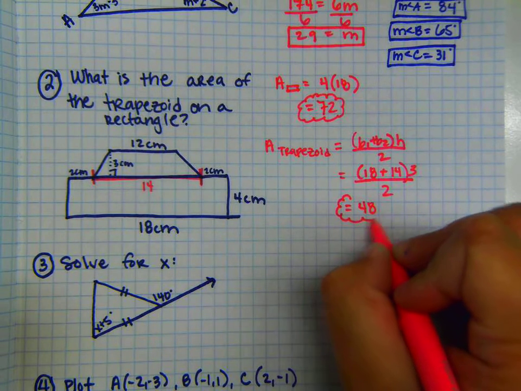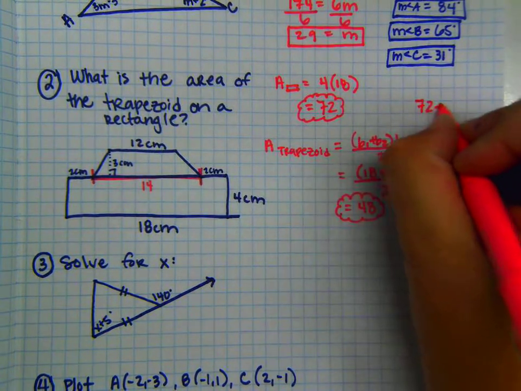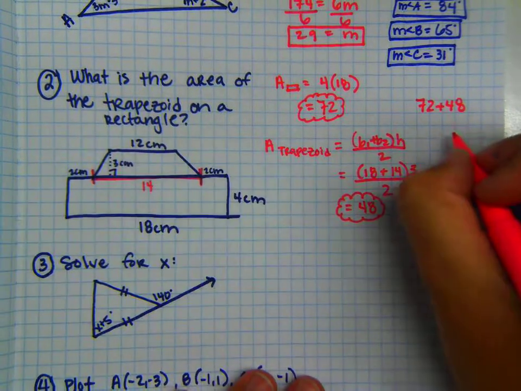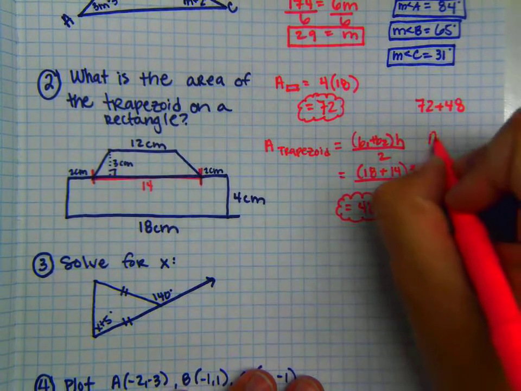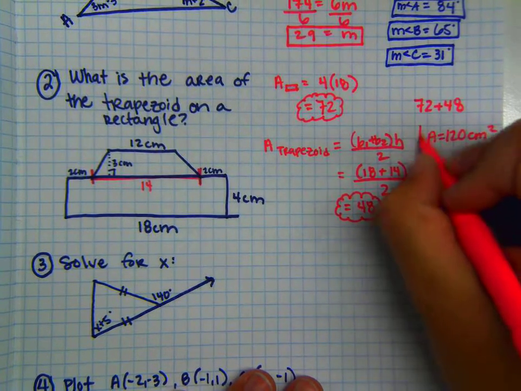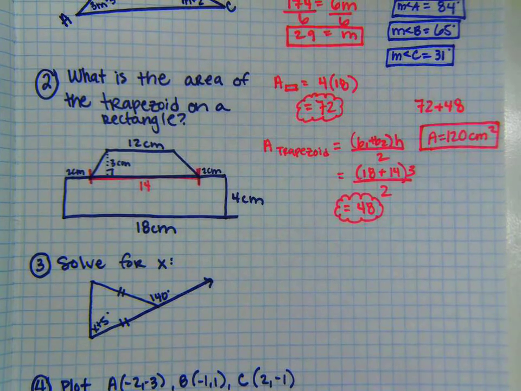Okay, now a lot of students will get those two answers and you did it all right, but you're not answering the question. You have to add those together. So we have to do 72 plus 48, and that's going to be 120. So I'm going to say the area equals 120 centimeters squared because the units are centimeters and we're in 2 dimensions with area.